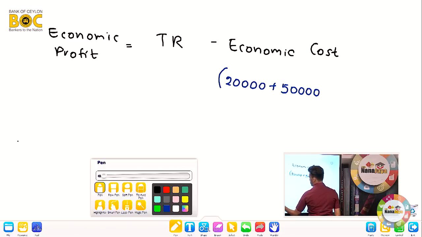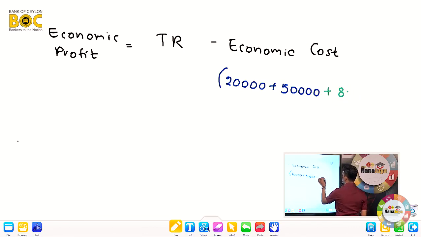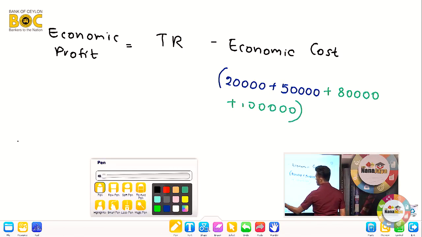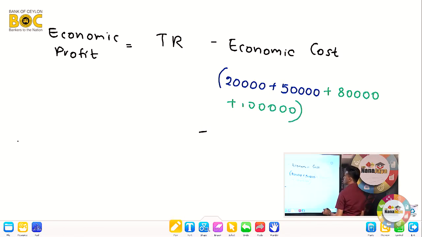And then 80,000 paid on raw materials, the wheat flour and other ingredients, plus 100,000 paid as salaries and rent are the explicit costs associated with this respective production activity. Therefore, the total cost of this respective production activity is 250,000.